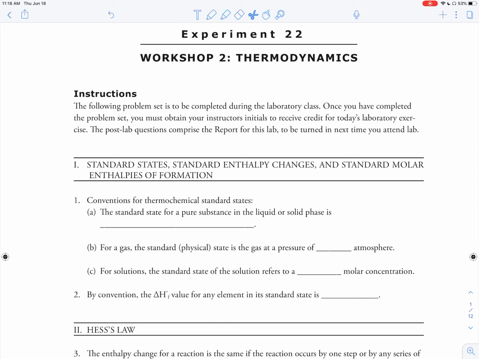So what we're going to do is go through some basic concepts, and I'm going to do a couple of the problems in the first section of this workshop. After that, you are going to go through and do the problem set of the lab itself, and you will submit your answer sheet and the work you used to do those problems as your report form and post-lab questions.